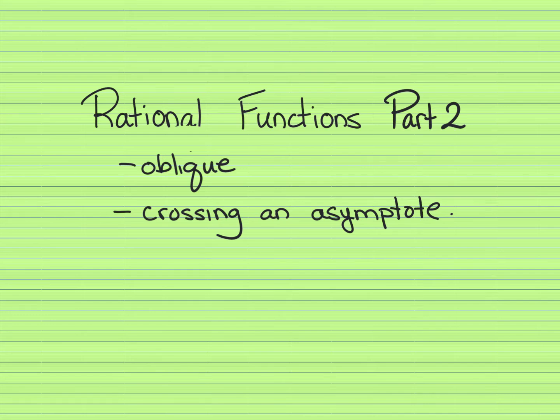In this video, Rational Functions Part 2, we'll discuss oblique asymptotes and what it looks like when a function crosses a horizontal or oblique asymptote. For our first example, let's take a look at the function x squared minus 4 over x plus 3.